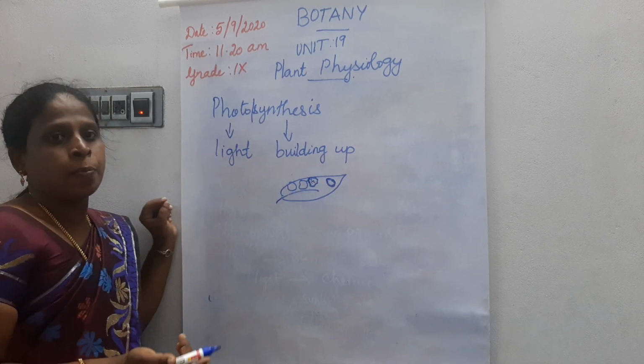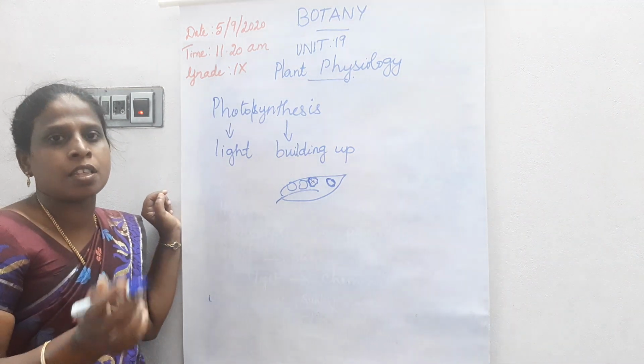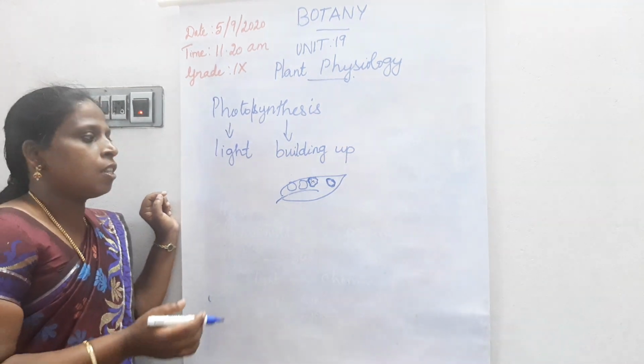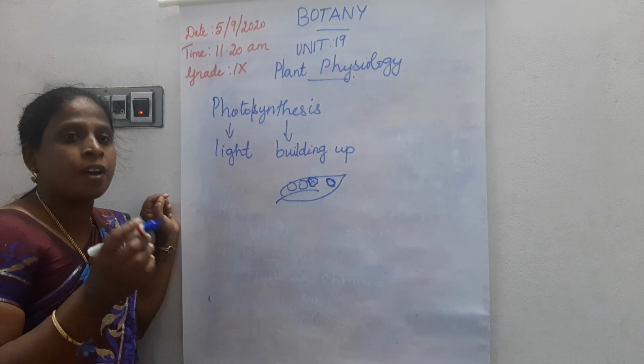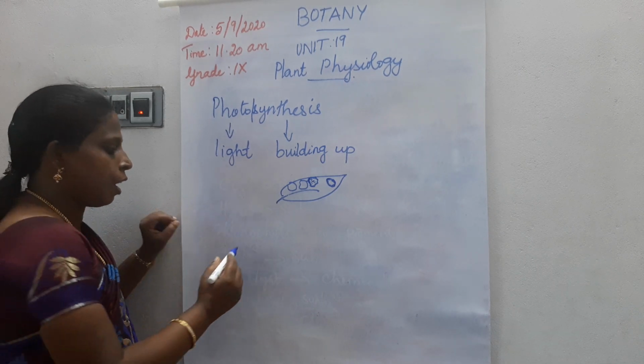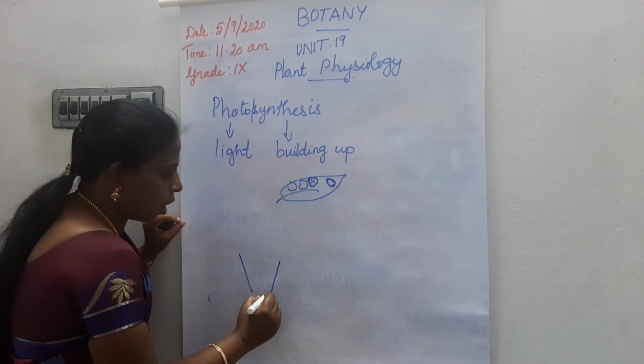Next, another experiment is to show that light is necessary for photosynthesis. See how we can prove it. For that experiment, first we have to take one potted plant.